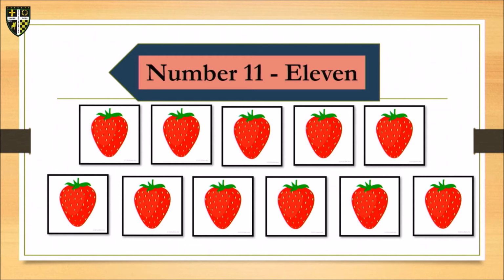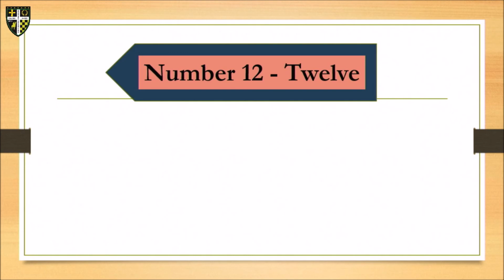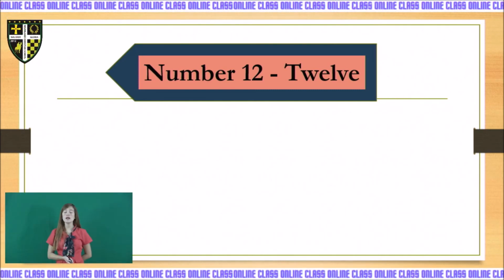We have 11 strawberries. After number 11, we have number 12. Again, kids, number 12. That's the number symbol. And the number word we have T-W-E-L-V-E, 12. Again, kids, T-W-E-L-V-E, 12.